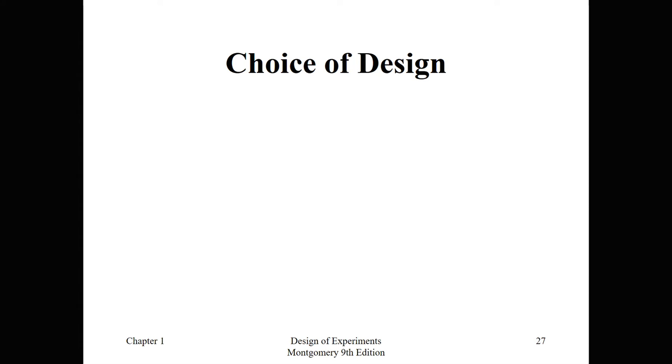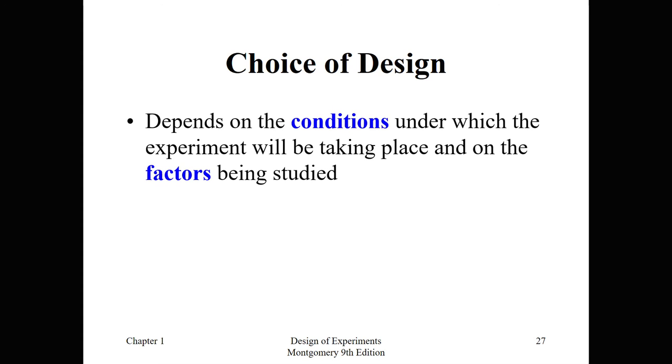The choice of design depends on several things, but it largely depends on the conditions under which the experiment is happening and on the variables that we're studying. So choice of design is not just choice of statistical design, but choice of the actual design technique that we'll use in this course. Do I want to use a 2k factorial design? Do I want to use a fractional factorial design? Do I want to use a randomized complete block design? These are types of designs that we'll discuss in this course.